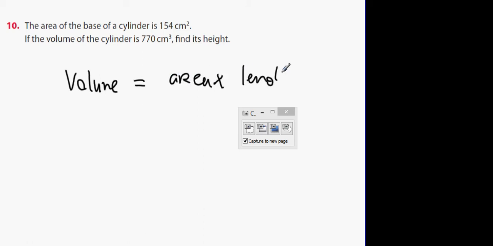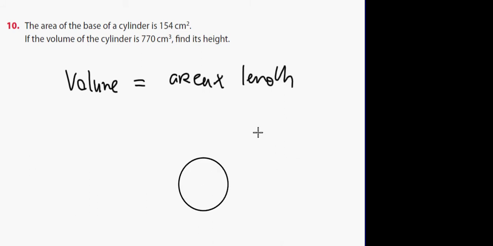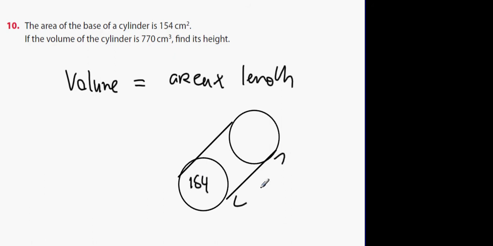Now, does anybody remember what we did yesterday? I could have two circles, one, and then a second one up here. You can join them together and they form a cylinder. You get the area of the front face, which is 154, and then you multiply it by the length and you find out what the volume is.